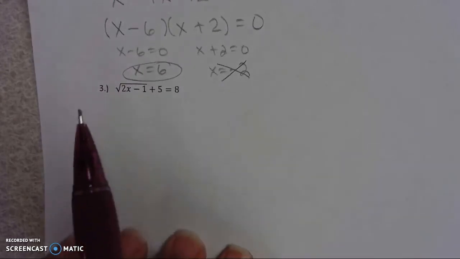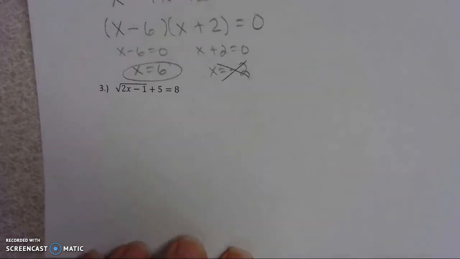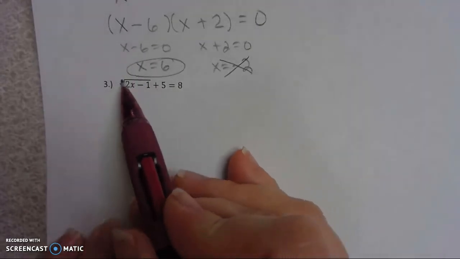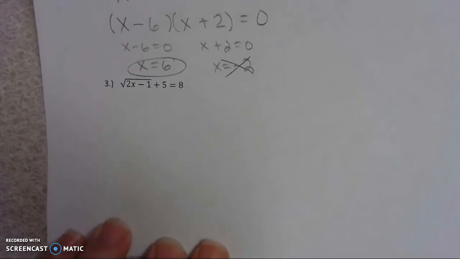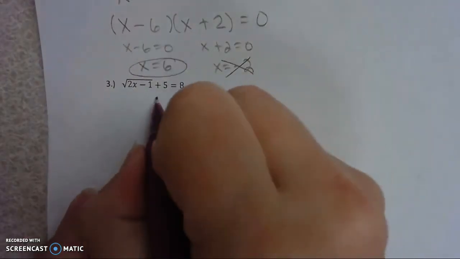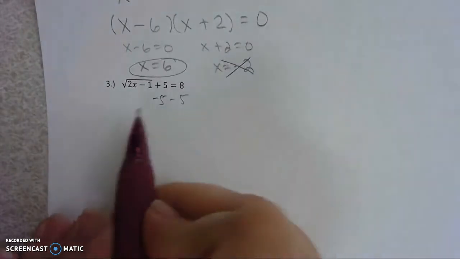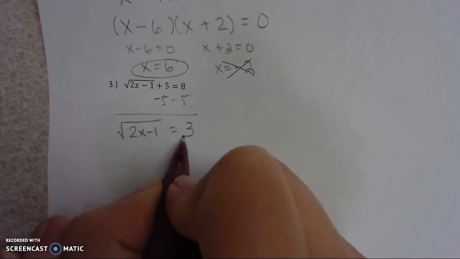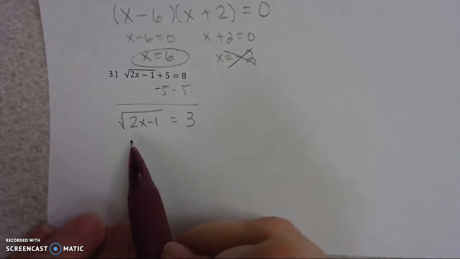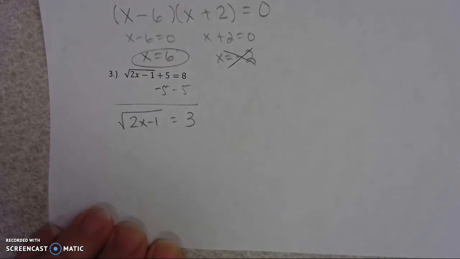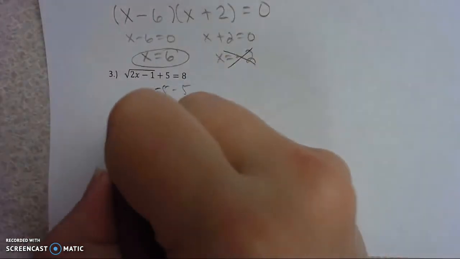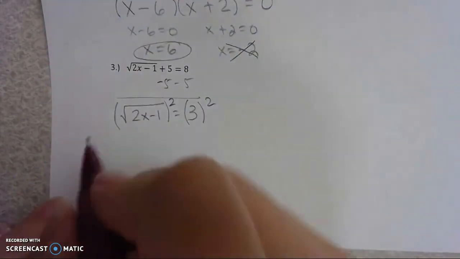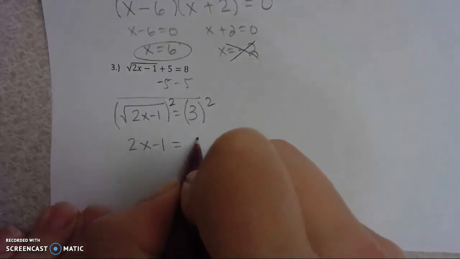Alright, for the last one, we have the square root of 2x minus 1 plus 5 equals 8. Alright, so at this time, the radical is not isolated. It has a plus 5 on the same side with it. So I'm going to remove that 5. Alright, when I do that, I'm left with the square root of 2x minus 1 equals 3. Alright, so now I want to remove this radical sign, so I'm going to square both sides. That'll leave me 2x minus 1 equals 9.